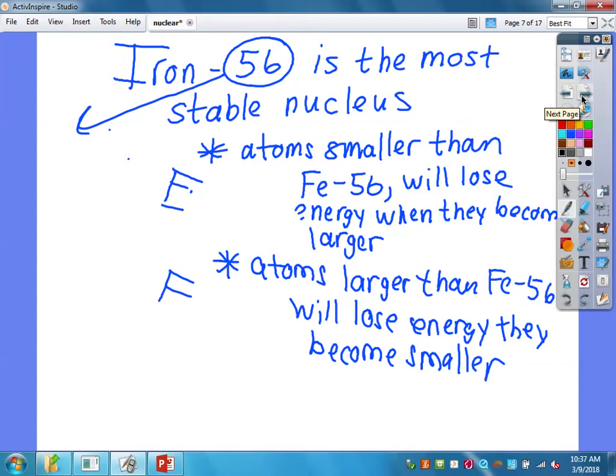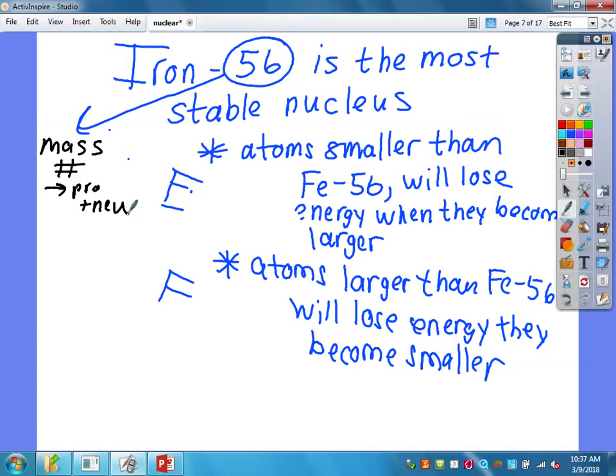All right. So it turns out that iron 56, and what is 56? 56 is the mass number, and we'll come back to that a little bit later when we look at the protons. 56 mass number, if you recall, is the number of protons plus neutrons. Let's just say that right now. Okay. So it turns out that iron 56 is the most stable nucleus in the universe.